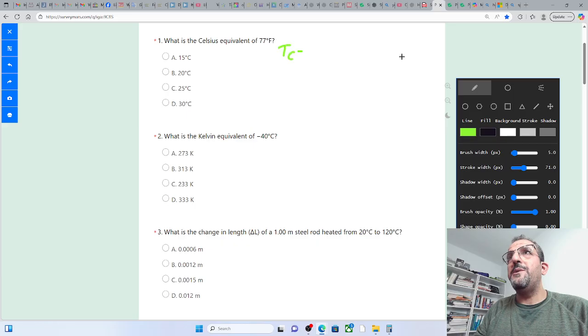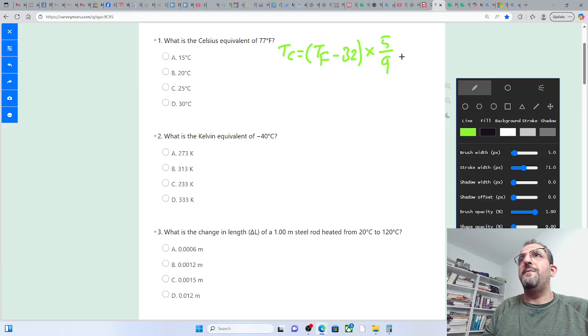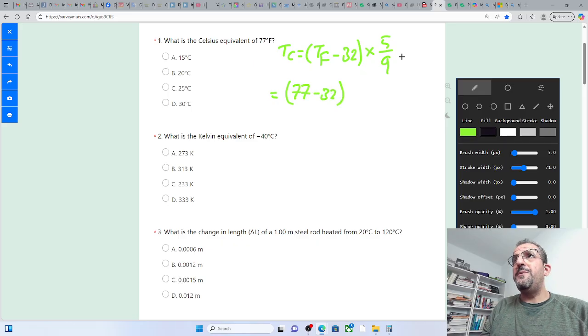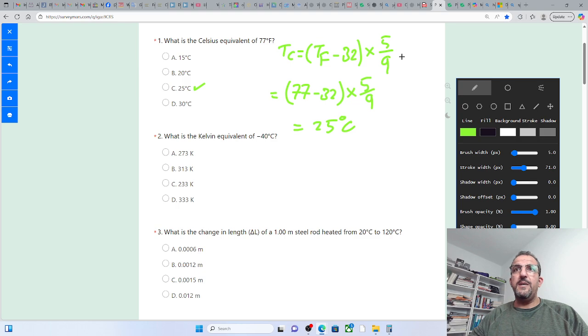So T Celsius is equal to T Fahrenheit minus 32 times 5/9. Okay, so when you substitute T Fahrenheit with 77, we'll have here 77 minus 32, and then you multiply by 5/9, and when you do the calculations, that's going to give you 25 Celsius. So C is the right answer here.